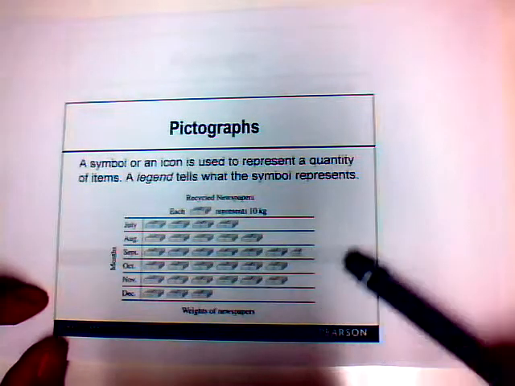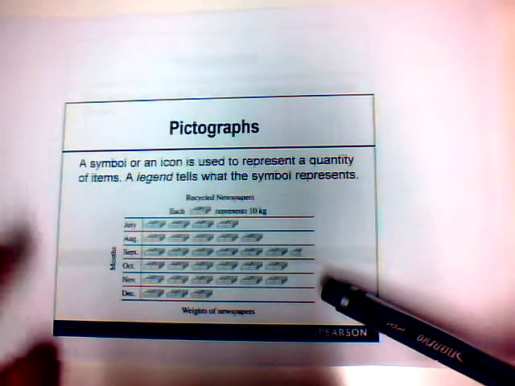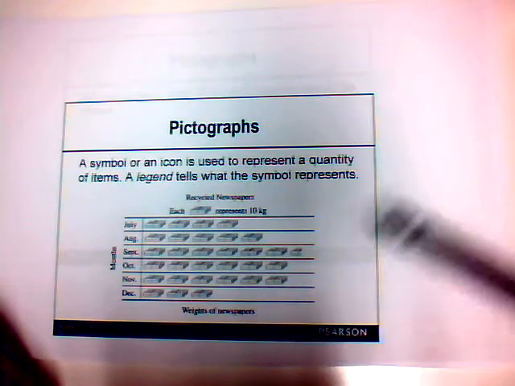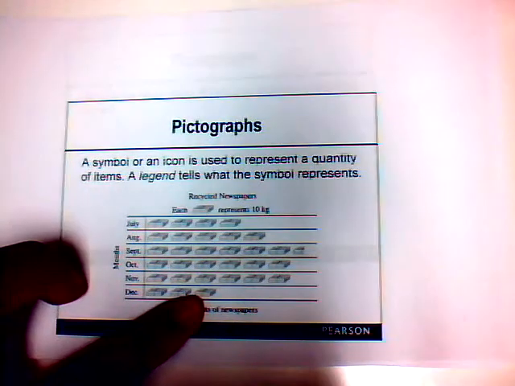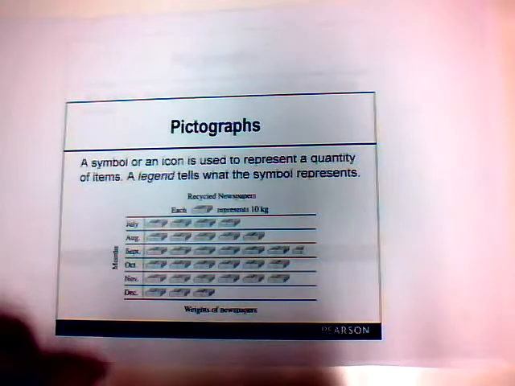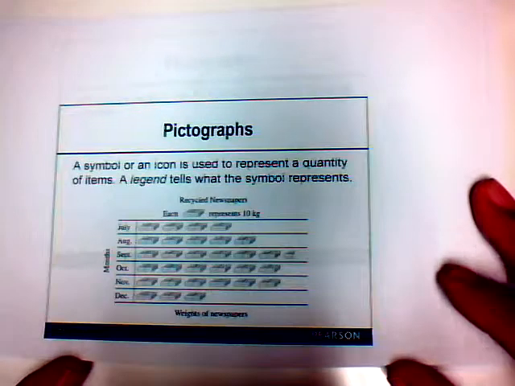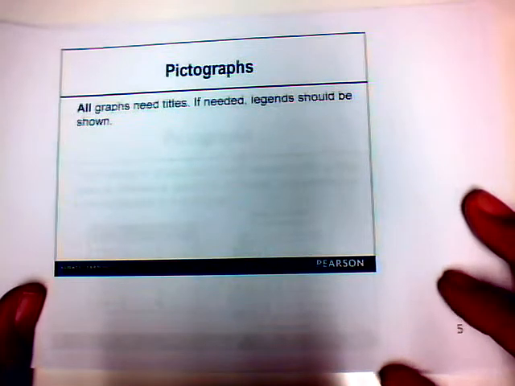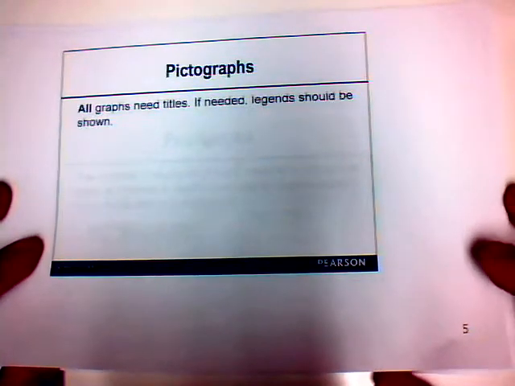Okay, so here you can read off. You can find out how many newspapers there are for the month of December, for example, by counting how many of these icons of wrapped newspapers there are. There are 3 of them. Each one represents 10, so in December there were 30 recycled newspapers, or 30 kilograms of recycled newspapers, I should say. In pictographs, all graphs need titles, and if needed, legends should be shown.